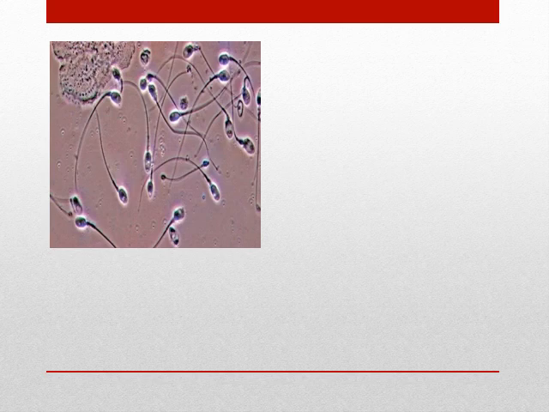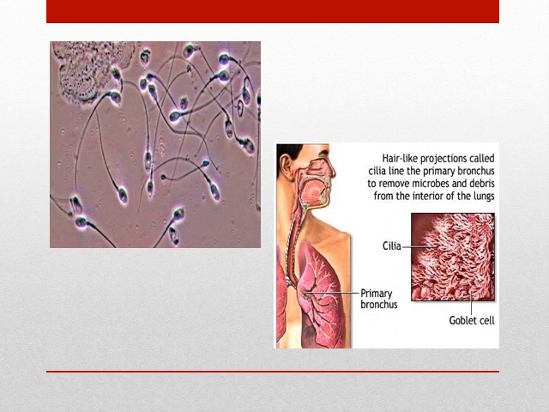This picture shows that there is only one flagellum per cell, like in sperm, while this picture shows the small size and the large number of cilia per cell, like in bronchi.